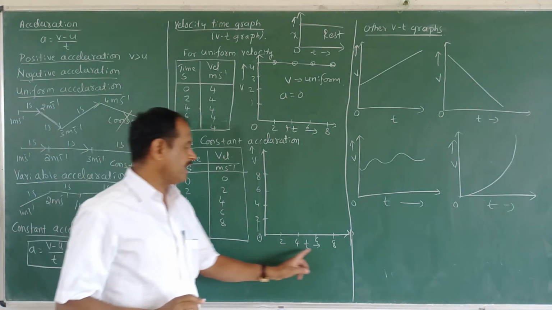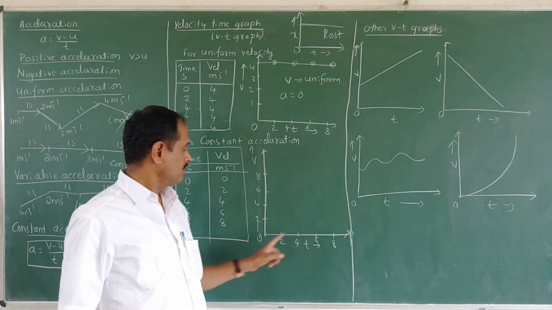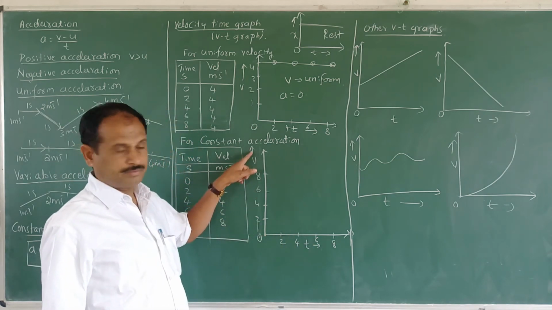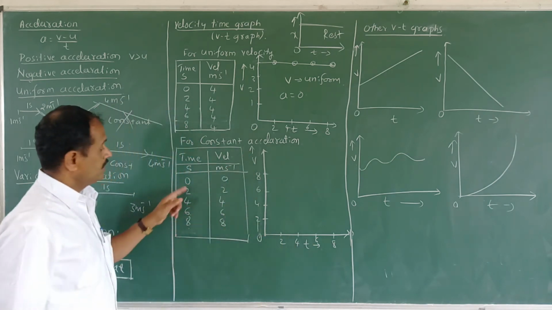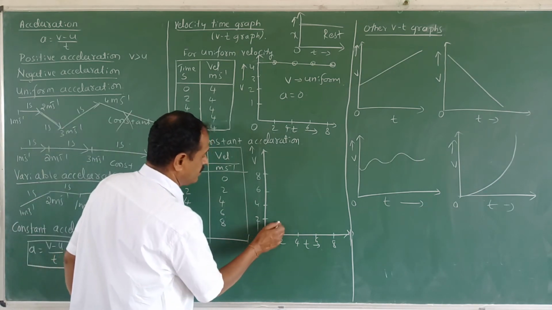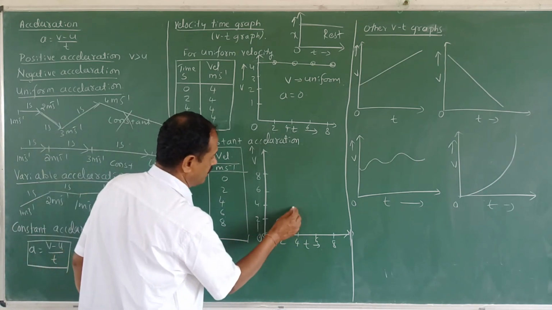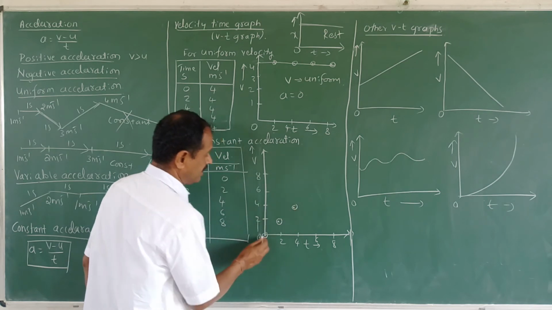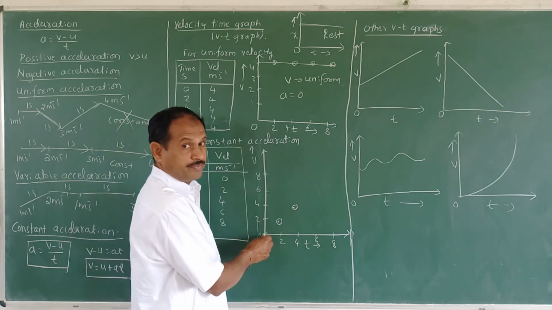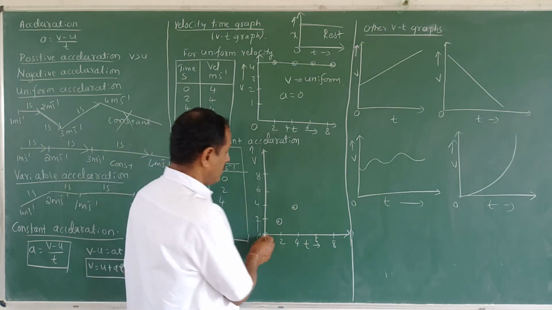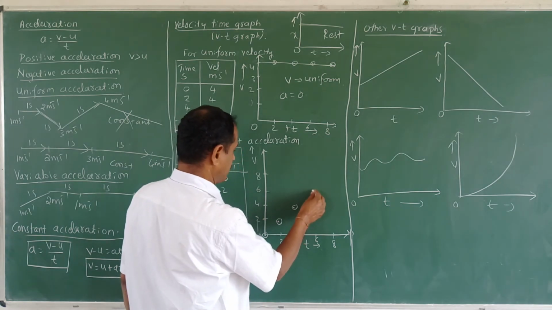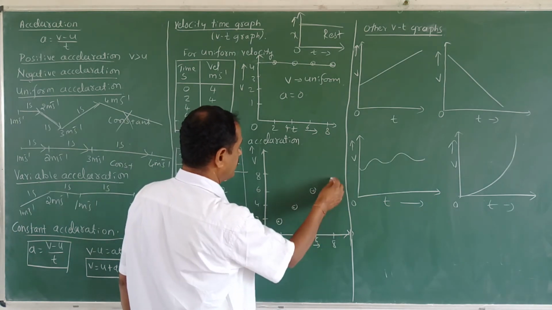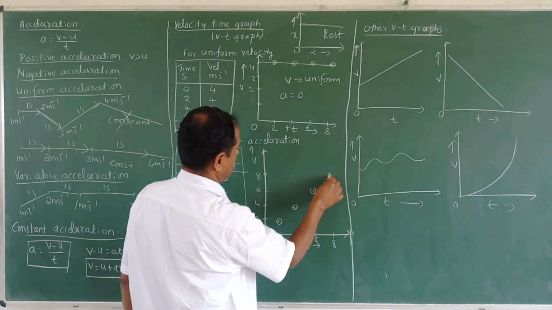Now you draw the graph, time along the x-axis, velocity along the y-axis. At 0, this is 0. At 2, this is 2 meters per second. At 4, this is 4 meters per second. Initially velocity is 0 here. Now at 6, this is 6 meters per second, and at 8, it is 8 meters per second.